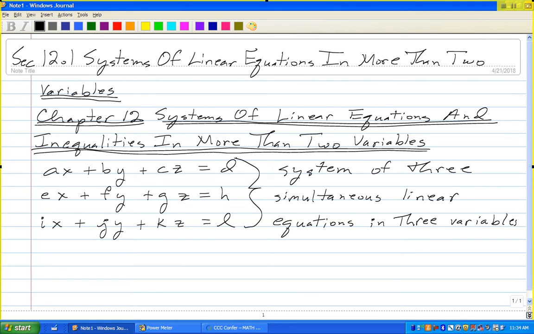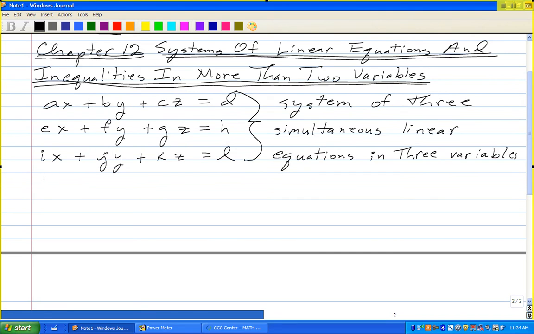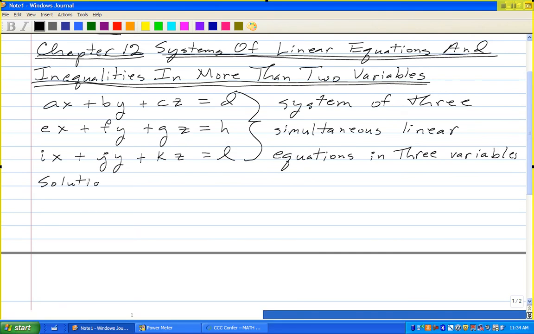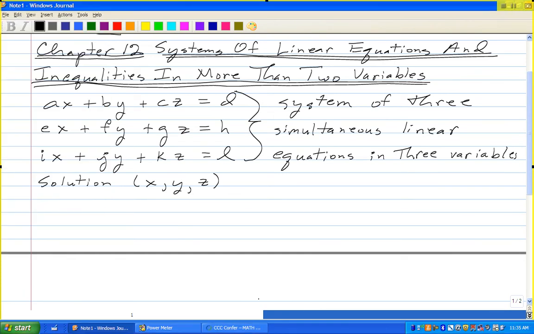A solution to the system will just be an ordered triple, such that when we place these numbers into the equations, all three of them must be satisfied. So if you plug in x, y, and z into each of these three equations, then they must solve each of them. They must make each of these three equations true.